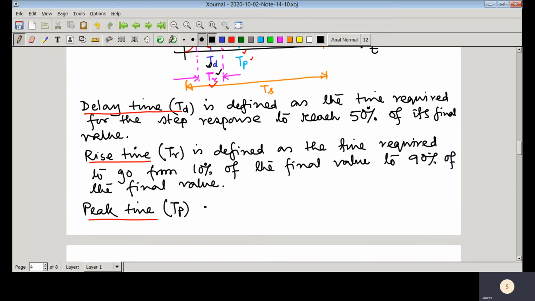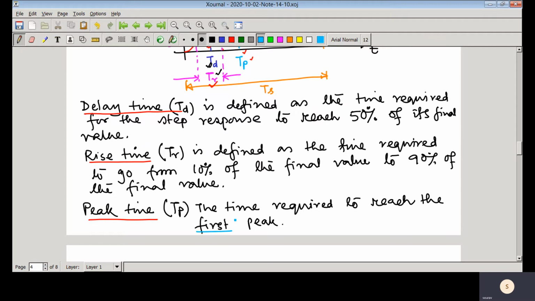So that is the time required to reach the first peak. Mind that that is the first peak. So it is clear from that particular plot.